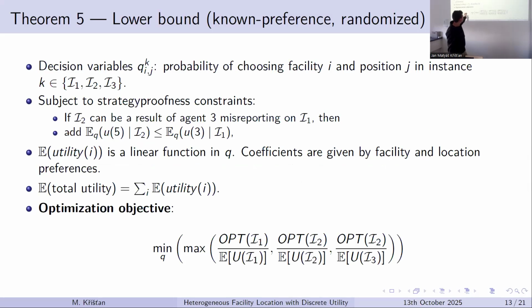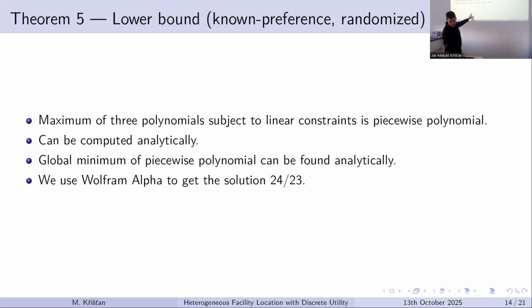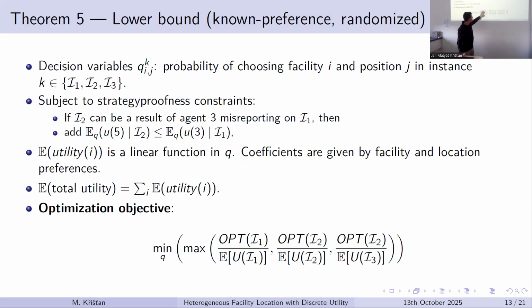If we analyze from afar what this is, each of these is a polynomial. The optimum is a fixed value, which we can pre-compute. So if we take the maximum over the 3 polynomials, that's just a piecewise polynomial function, and we can compute this still analytically. And we can also find the minimum over these, the global minimum, also analytically.